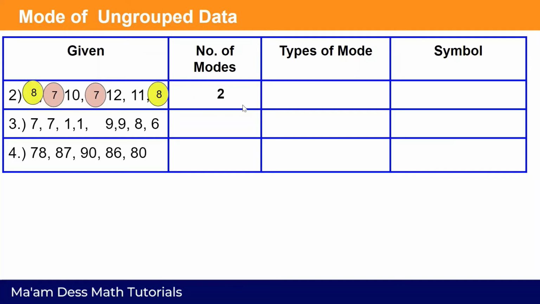Then, if there are 2 modes, we can call it bimodal. So tandaan, 2 modes, we can call it bimodal. And then for the symbol, mode is equal to 7 and 8.